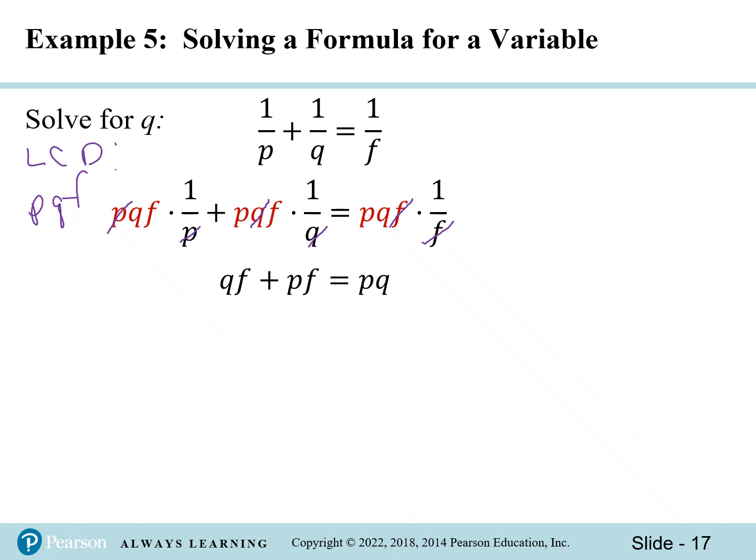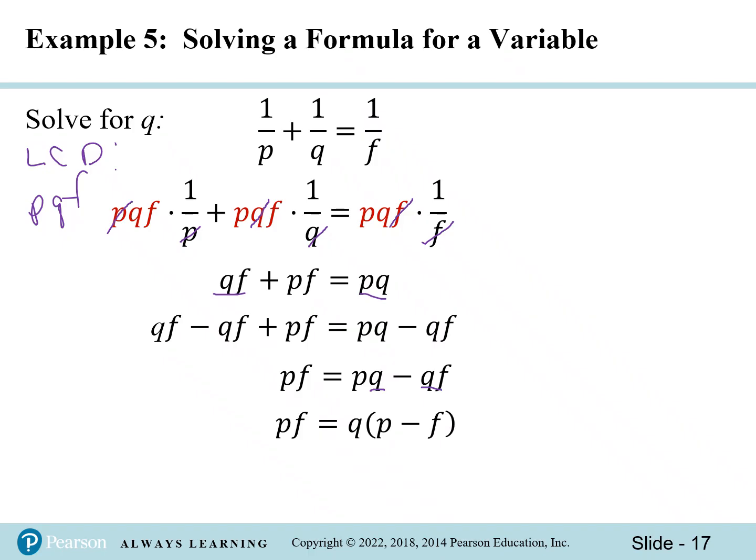I am getting Q alone, which means I have to have all the Q's on one side and everything else on the other. So since this term here has a Q, I need to get it with this term. So I'm going to subtract QF from both sides so that both of my Q's are together. So subtract QF, subtract QF. So I have PF equals PQ minus QF.